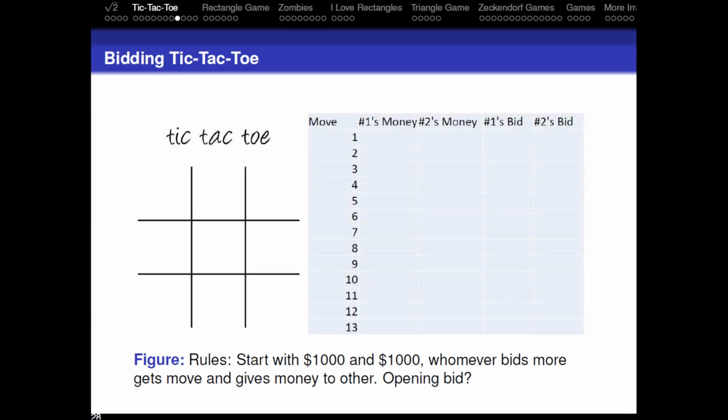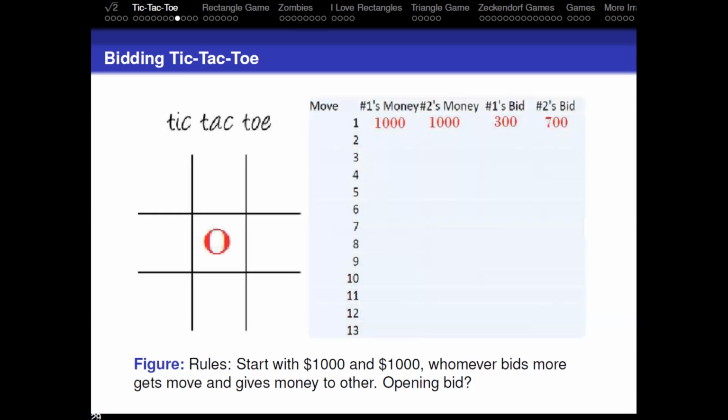What do you think? Is there an advantage to going first? Choose the center one. Choose the what? Choose the one in the center. Yeah, choose the one in the center. There's a huge advantage to going first. And if you choose the center one, that's going to be involved in a lot of tic-tac-toe possibilities.